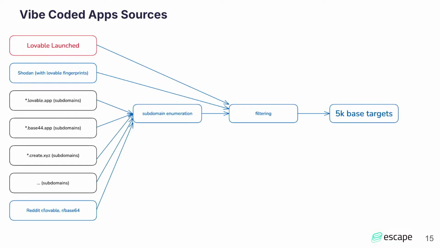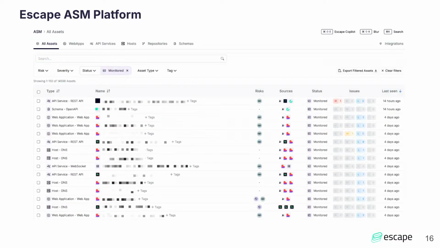We combined that with other sources. We identified some fingerprints in the JS code that those frameworks will inject in your JS code. So we are able to take that. We also enumerated the subdomains on which they deploy the applications, and other techniques. And so in the end, after filtering a bit, we get 5,000 base targets to pentest.